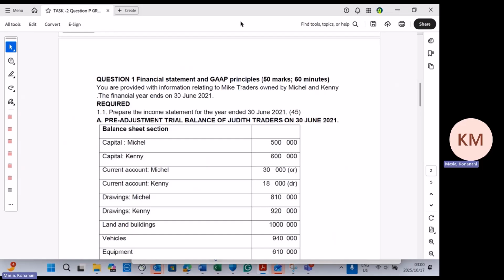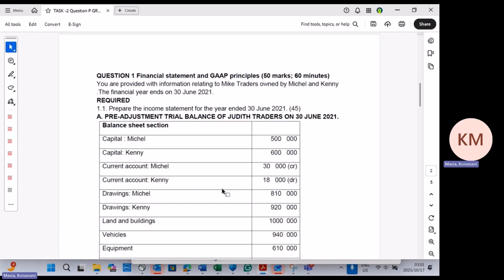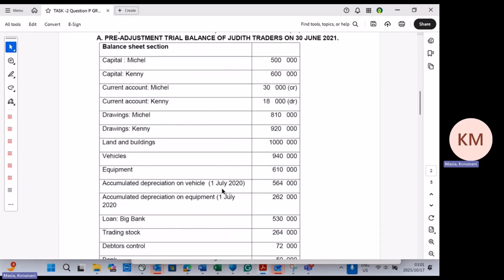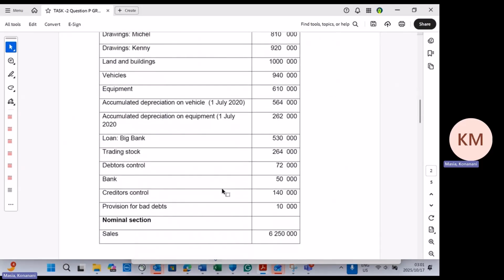There's a balance sheet section here, and I need to answer only income statement items. It means I need to go to the section which will assist me in answering the nominal section. That's where you're going to answer the income statement. But there are certain things in the balance sheet that will have an effect on your income statement. What do I mean by that?